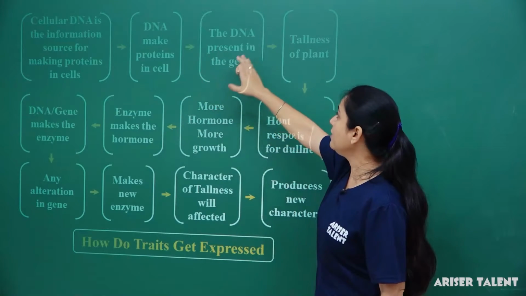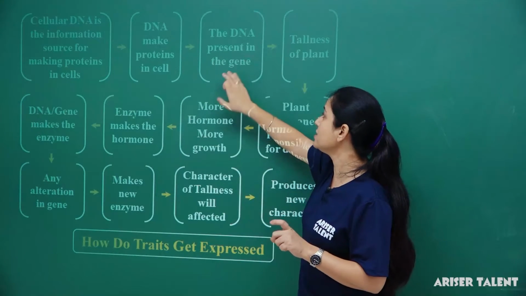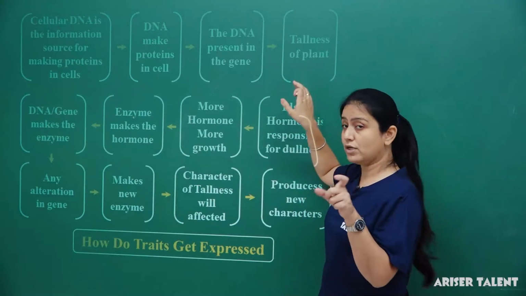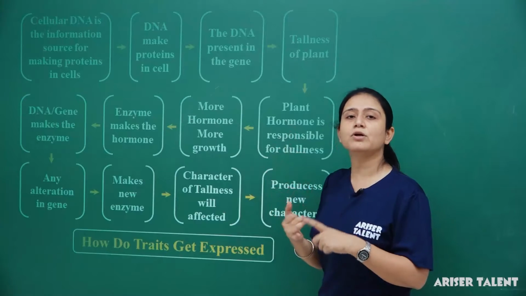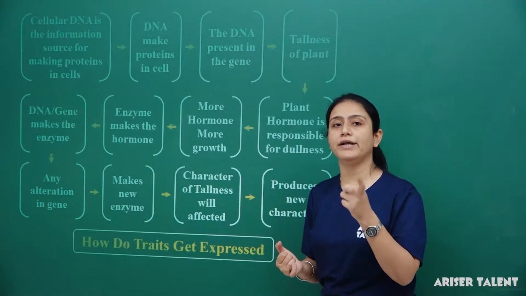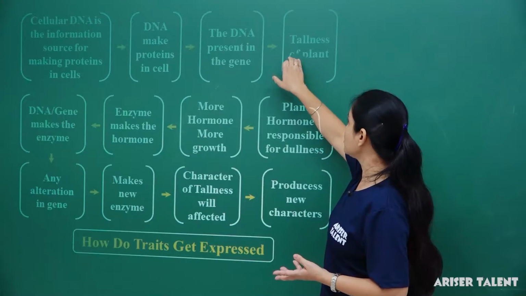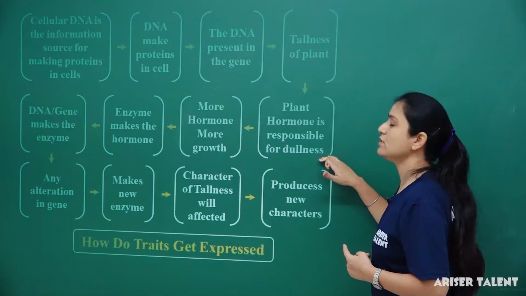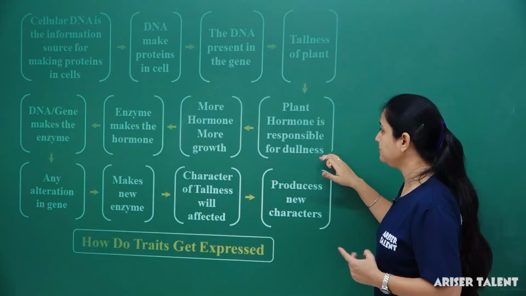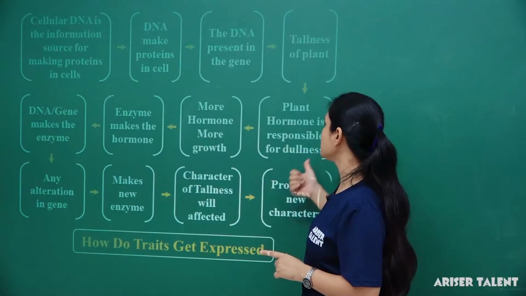Now the DNA present in the gene, as I told you, tells the tallness of the plant. Fine, because what does it contain? It contains genes of tallness here, so it will show the tallness of the plant. Now plant hormone is responsible for tallness. Why is the plant hormone responsible for tallness?